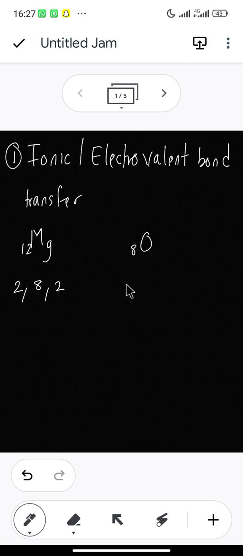Now for oxygen, on the other hand, the first shell is going to have 2. The second shell is going to have 6. So now if you observe, magnesium will easily give out 2 rather than gain 6 to complete the structure. So it just needs to lose these 2. Oxygen, on the other hand, needs to gain 2 to gain a complete structure. So what's going to happen is that magnesium is going to lose 2.